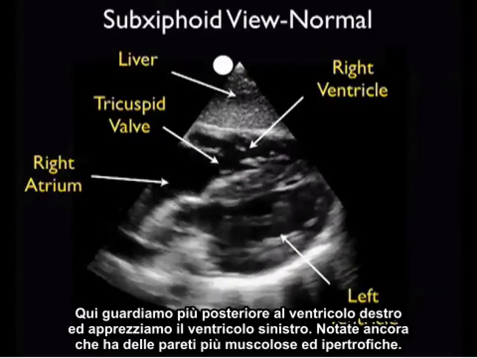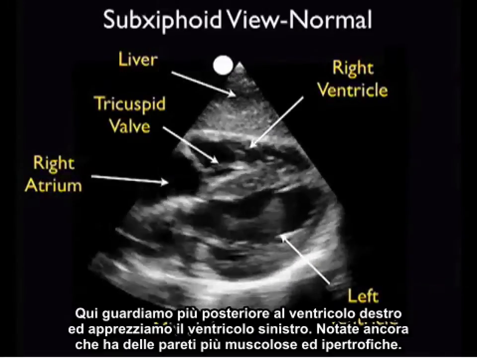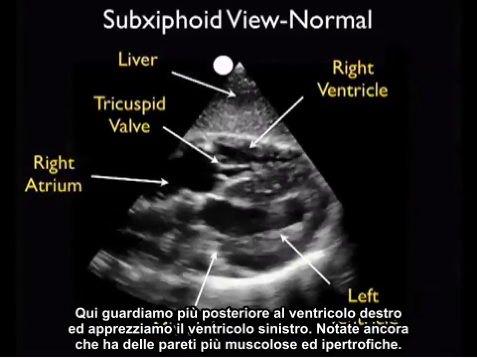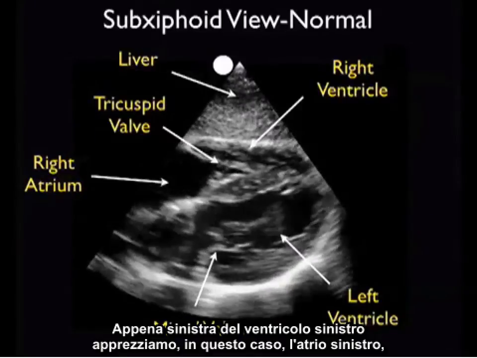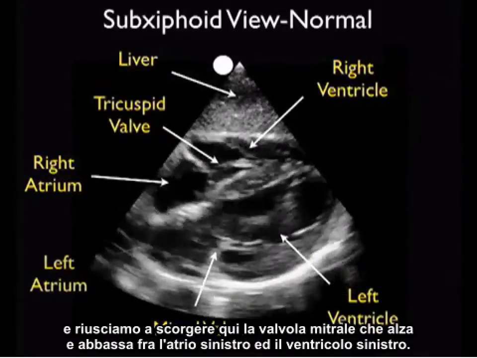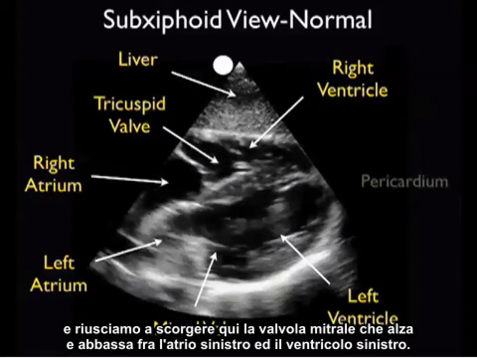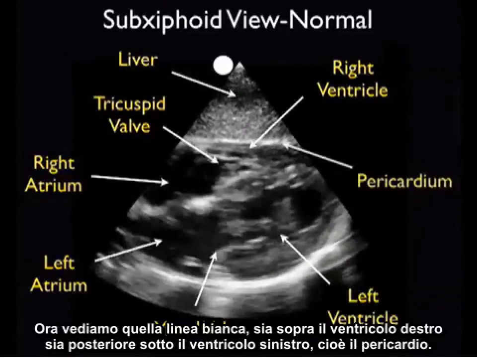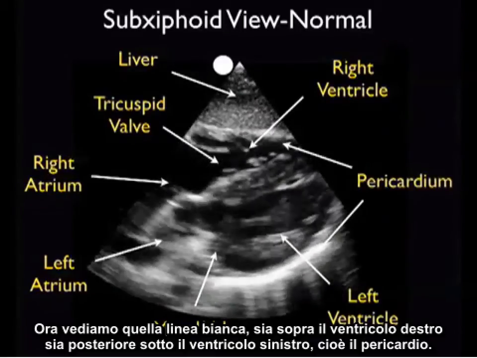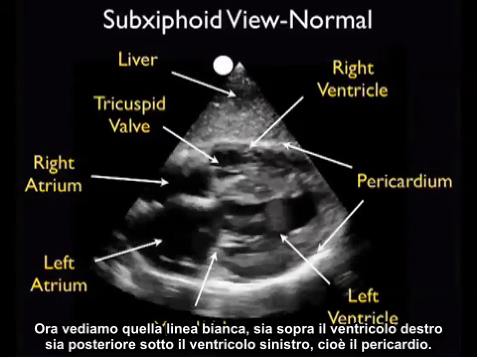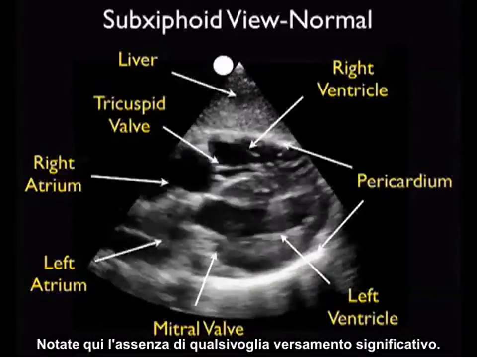Now let's look posterior to the right ventricle and we appreciate the left ventricle. Notice again it's more muscular and hypertrophic walls. Just to the left of the left ventricle we appreciate in this case the left atrium, and we also get a glimpse here of the mitral valve flipping up and down in between the left atrium and the left ventricle. Now let's look at that white line both anteriorly above the right ventricle and posterior below the left ventricle that is the pericardium. Note here the absence of any significant pericardial effusions.